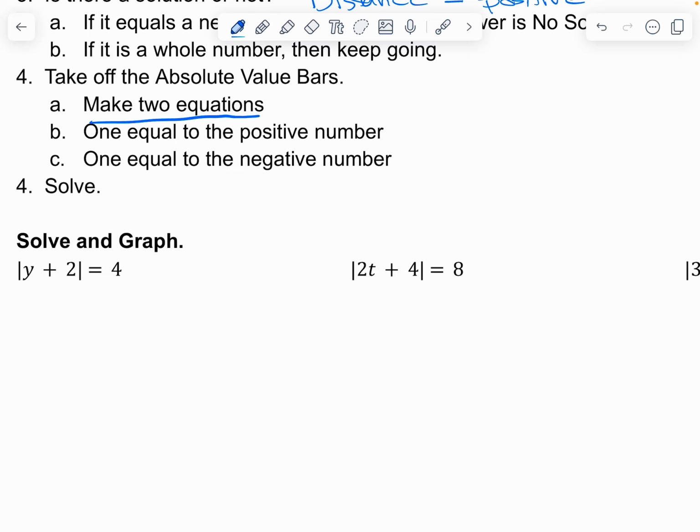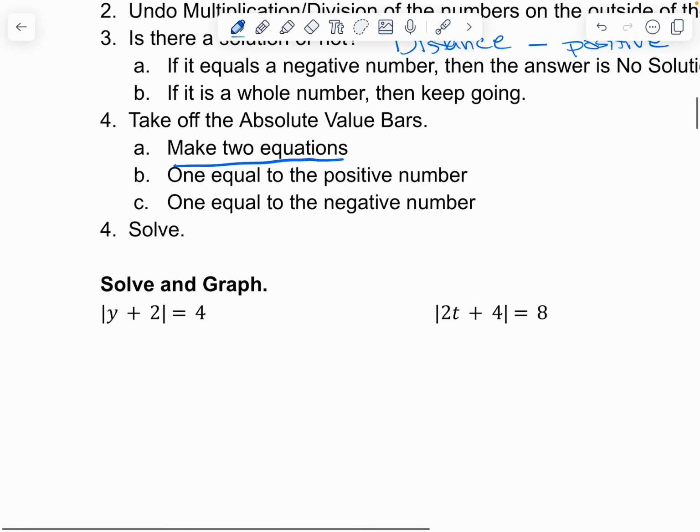So if I look right here, down here, there's nothing to add or subtract on the outside of the absolute values. So then I look, is this number positive or negative? It is positive, so I'm going to keep going. Then it says to make two equations. So I'm going to make an equation over here, and I'm going to make an equation over here.